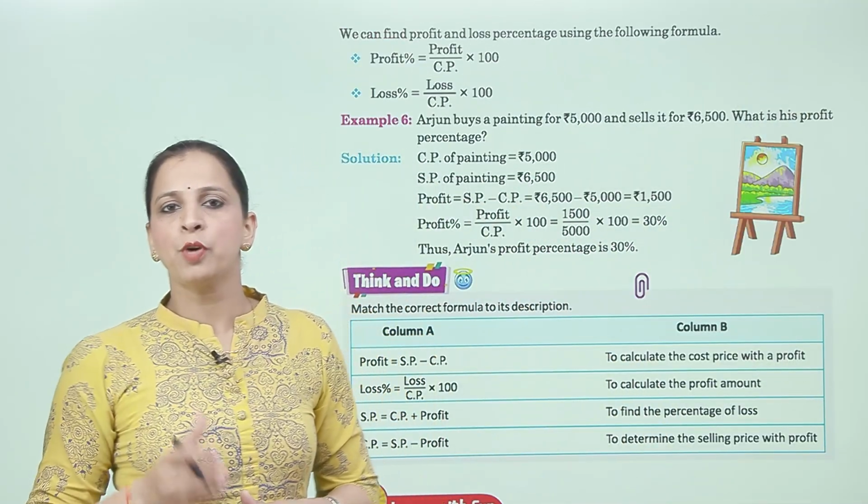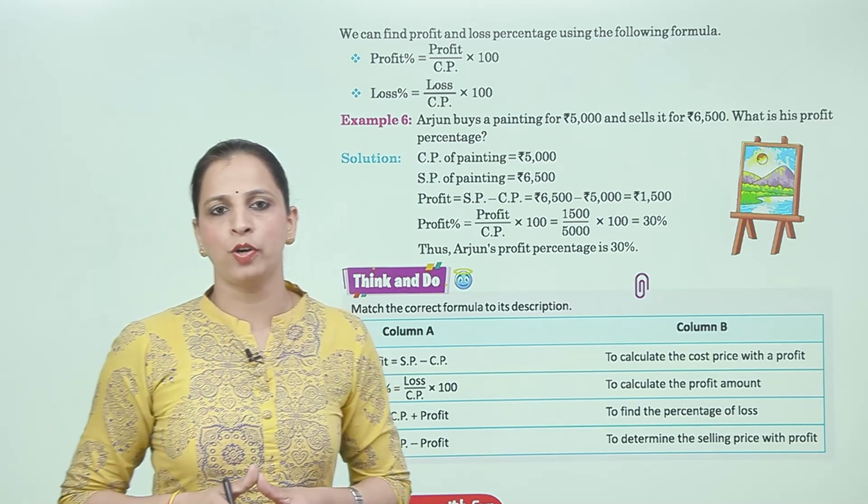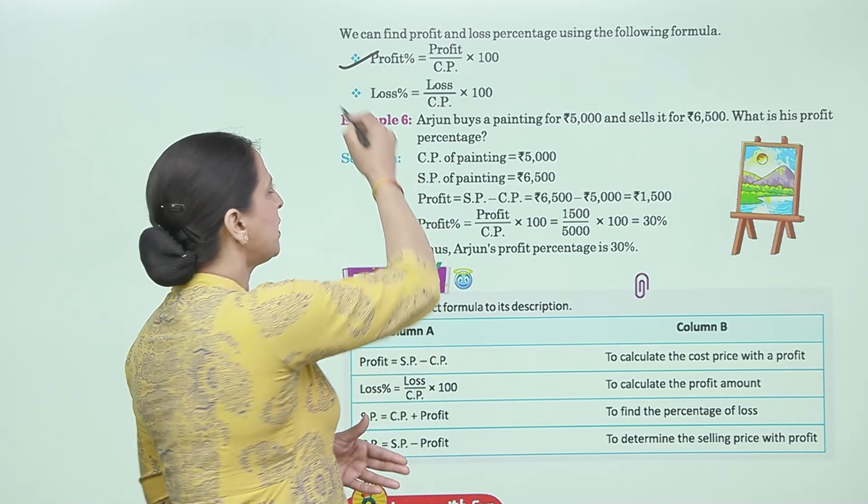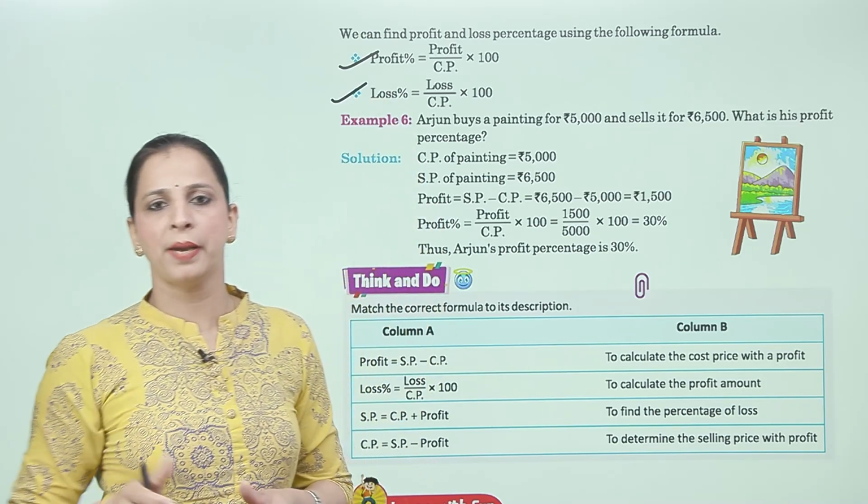Now we can find profit and loss percentage using the following formula. Profit percentage is profit upon cost price multiplied by 100. Loss percentage is loss upon cost price multiplied by 100.